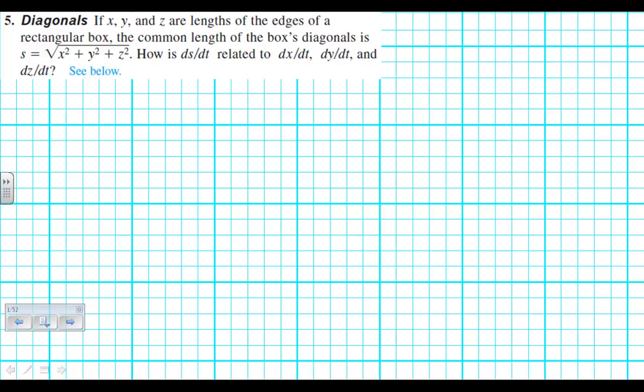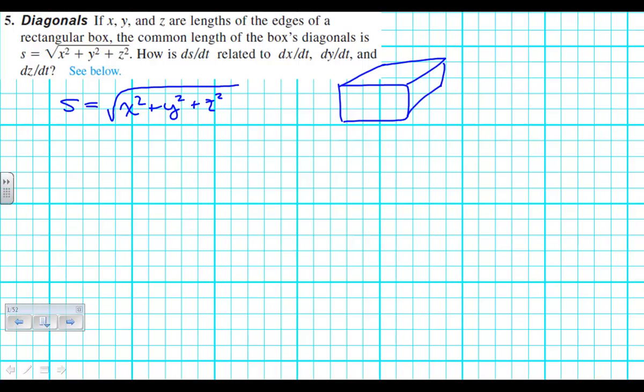All right, so we've got this situation where S, the diagonal of a box, is given by this equation. Meaning if I had a box and I measured the distance from this corner to that corner, you can find it by giving the sides x, y, and z. And the question is, how is ds dt related to dx dt, dy dt, and dz dt?